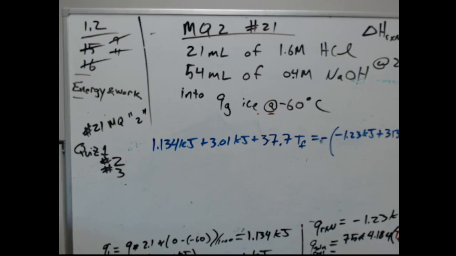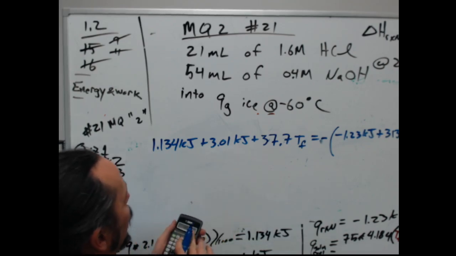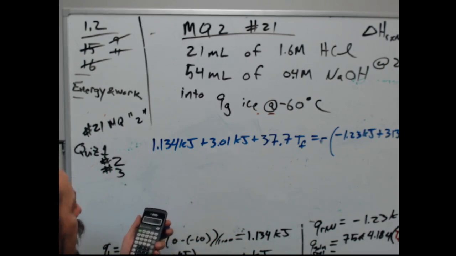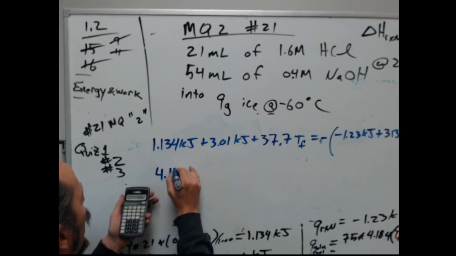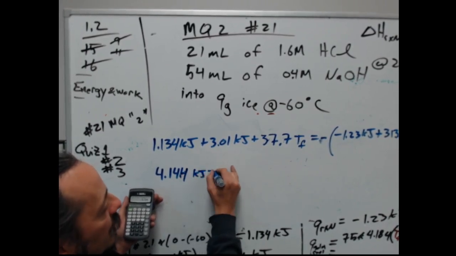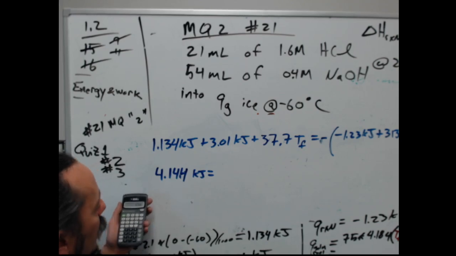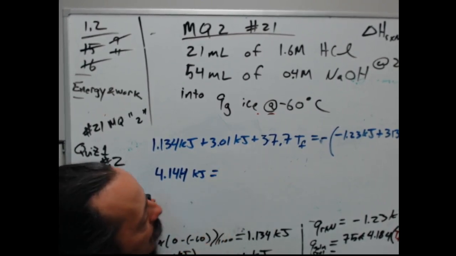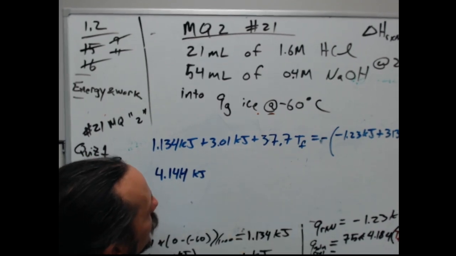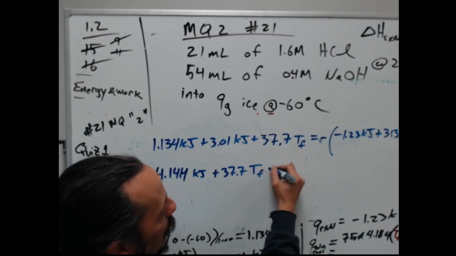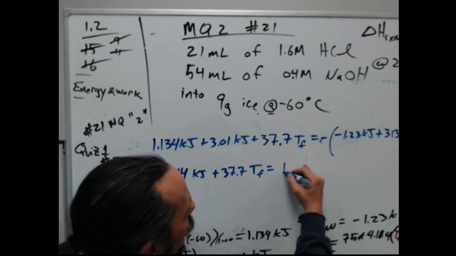So let's see here. 1.134 plus 3.01. Whoa, that's not right. 1.134 plus 0.01 is 4.144 kilojoules, is equal to, yeah, let's do it that way. Plus 37.7. I was going to do too many math steps at once. Just add all those together.